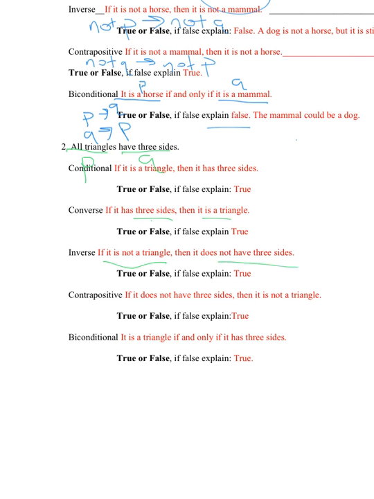Contrapositive, do both. If it does not have three sides, then it's not a triangle. And by conditional hypothesis, it is a triangle. If and only if. Conclusion, it has three sides. And all of that's true.